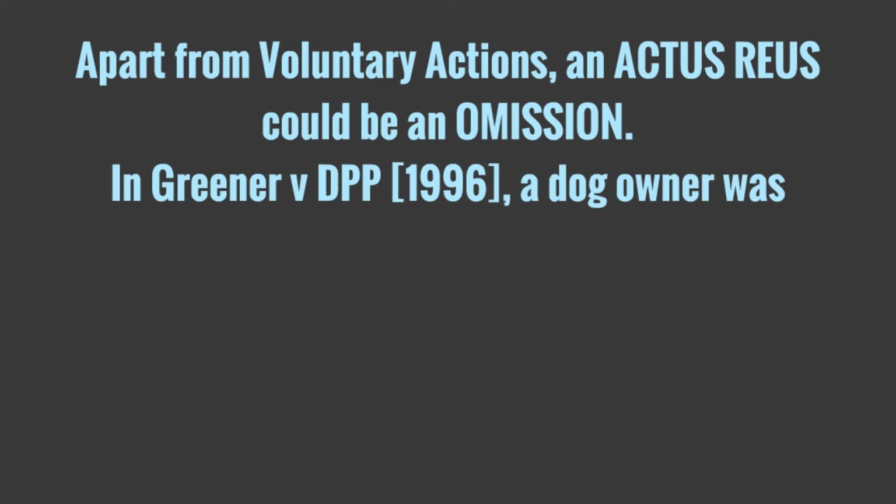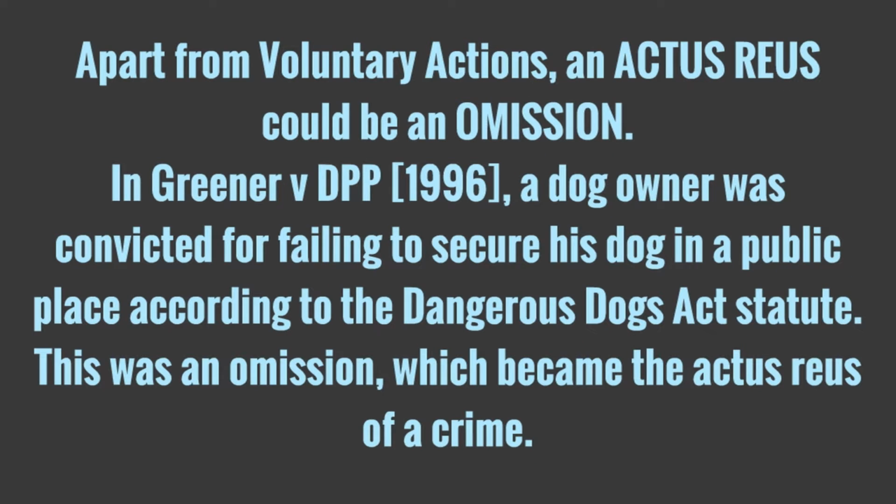An Actus Reus could also be an omission. In the case of Greener v. DPP 1996, a dog owner who entered a park with his strong and dangerous dog left the dog chained in an enclosure. However, the dog was able to break the chain and escape to bite another person. The owner was charged under Section 3, Subsection 3 of the Dangerous Dogs Act of 1991, which considers such an act as an omission, which becomes the Actus Reus of a crime.